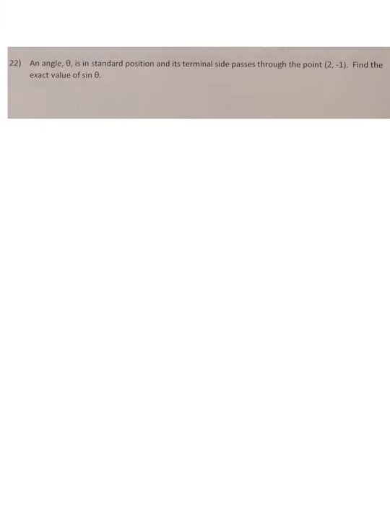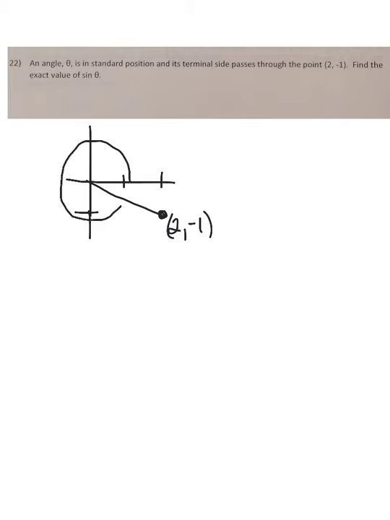Number 22, so they give us the point 2, negative 1. So 1, 2, negative 1. So there is my point. I'm going to draw myself a terminal side. I'm going to call that 2, negative 1. All right, so my angle really is all of this.